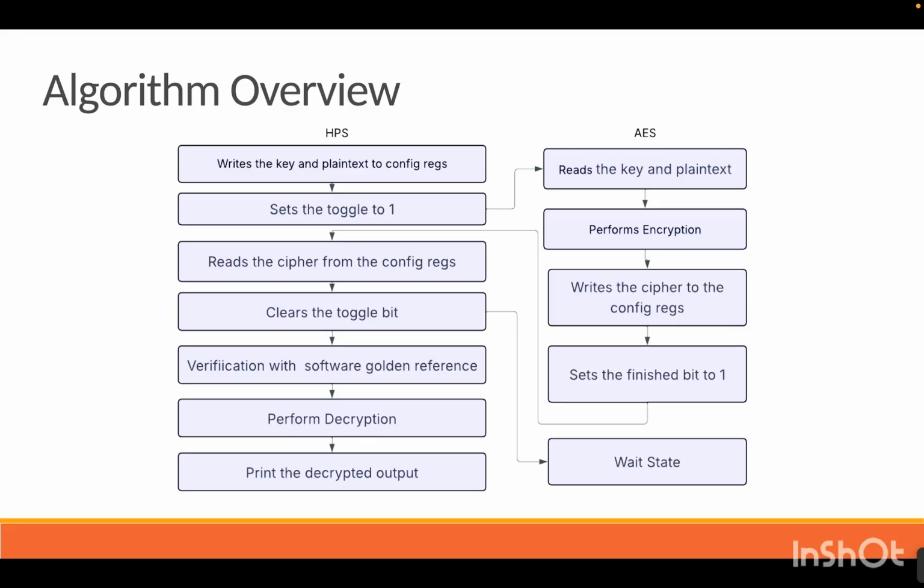The HPS, which was waiting for finished, now reads the cipher from the config registers and then clears the toggle bit. This brings the AES core back to the wait for toggle state. The HPS then verifies the result using the software golden reference. If verification is successful, the HPS decrypts the cipher and prints the decrypted output.